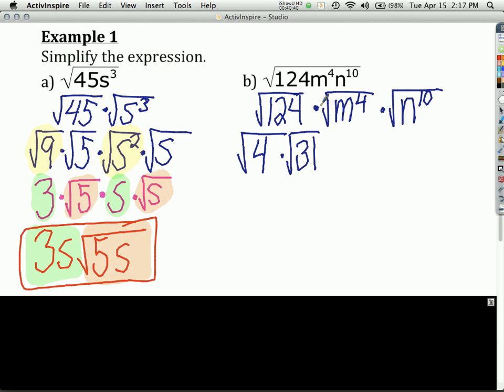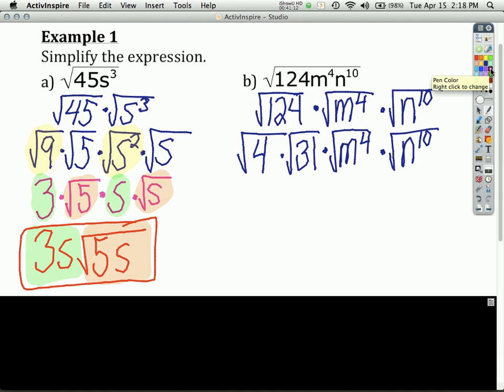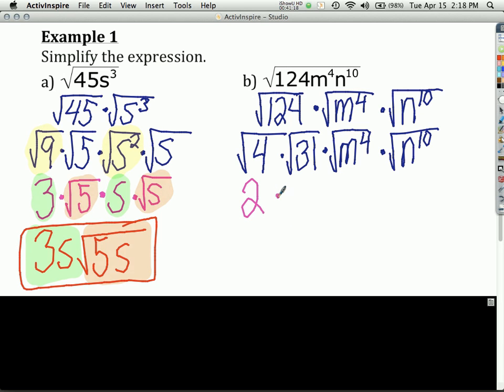This is already a perfect square. Remember the observation that was made by Alexandra, that all of the perfect squares had even number exponents. If you have a variable with an even number exponent, it is by definition a perfect square. So this we want. We don't need to do anything with that. This we want. We don't need to do anything with that. Now, take square roots of things that you can take square root of. Square root of 4 is 2. Square root of 31 cannot be done without a calculator, so we leave it.